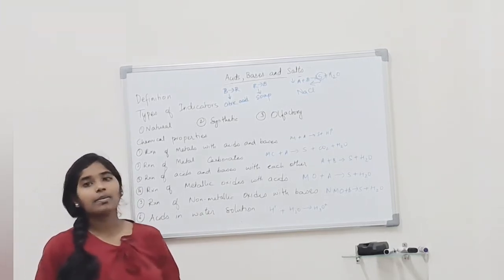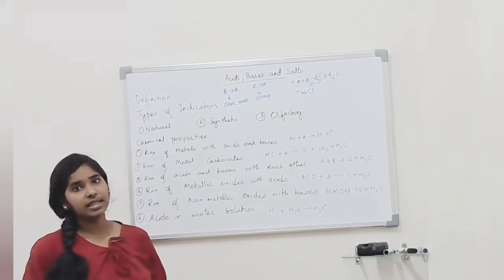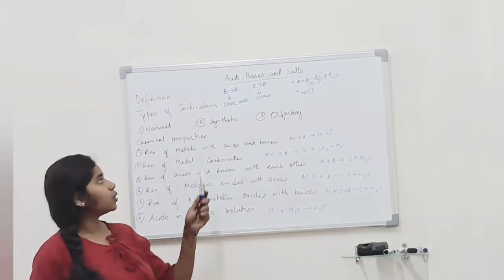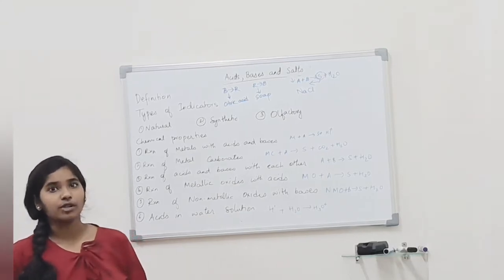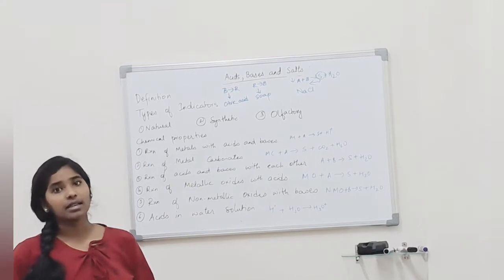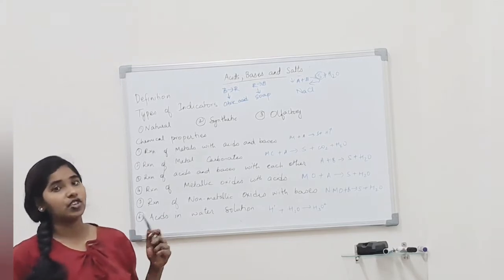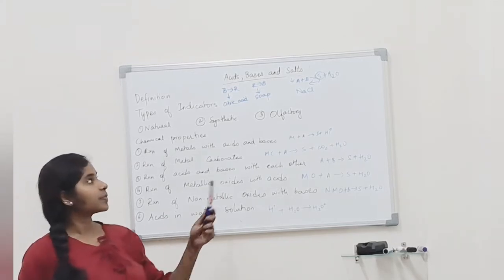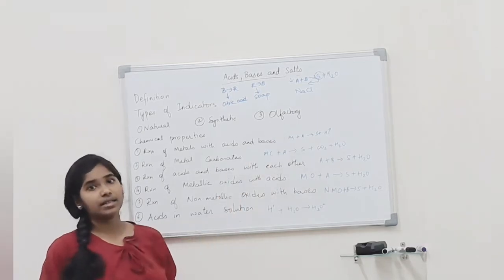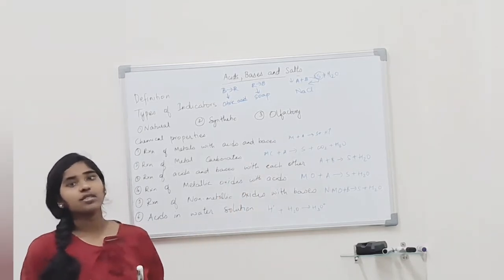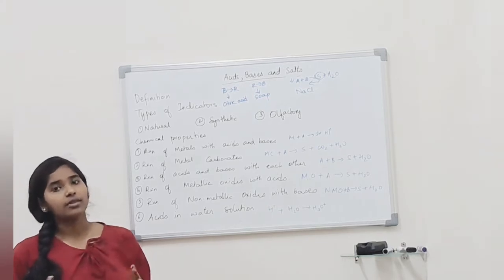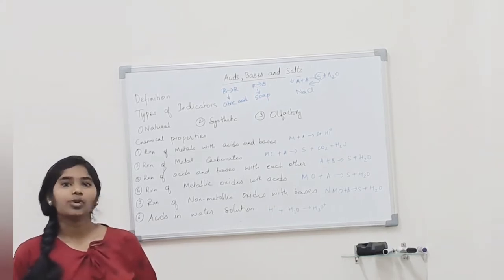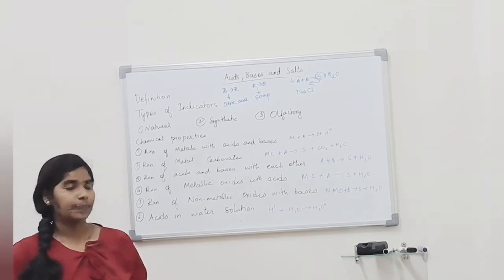And a best example for a natural indicator is turmeric. Then we go to the synthetic indicators that we use in the laboratories. For example, phenolphthalein, methyl orange, all these are chemicals that help in the indication of acids and bases. Next is olfactory indicators. Olfactory indicators are based on the odor. For example, olive oil that we use can help us indicate whether it is an acid or a base.